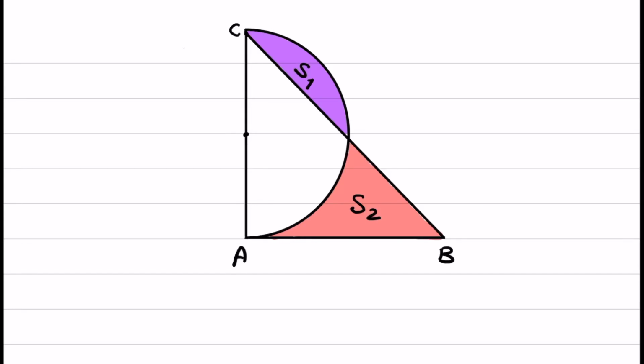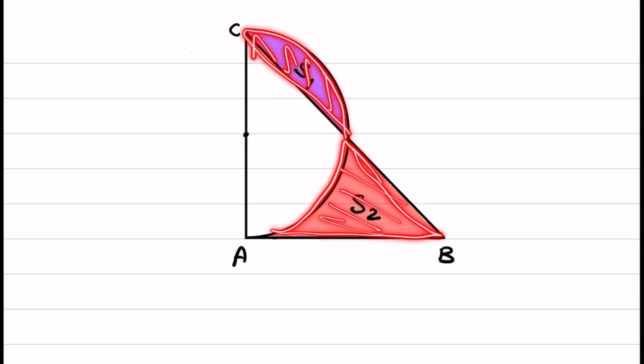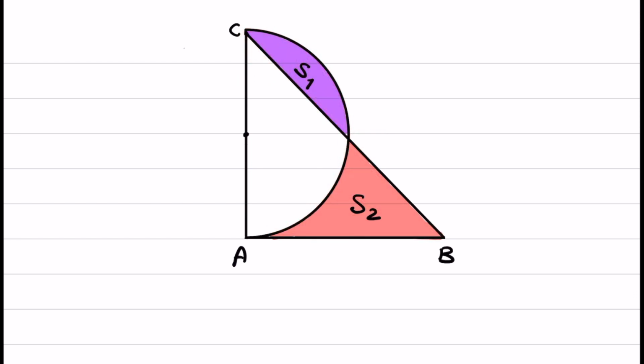Welcome to Mathstartic. In this question, a unit half circle is given, BA is tangent to this half circle, and the areas of S1 here and this part S2 are equal. The question asks to find the length of AB.